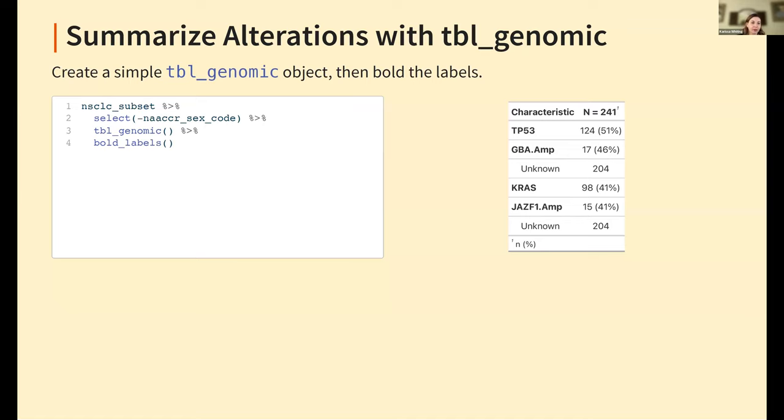So here we can just run through. So now we have subset our data. So this NSCLC subset is the 40% or higher cutoff version of our data. And then we're going to pass it to table genomic. And then we're going to add that gtsummary bold labels on top just to make it look a little nicer. And we get this really nice table out of the box on the right. And it's showing us those four alterations that reached that prevalence threshold.